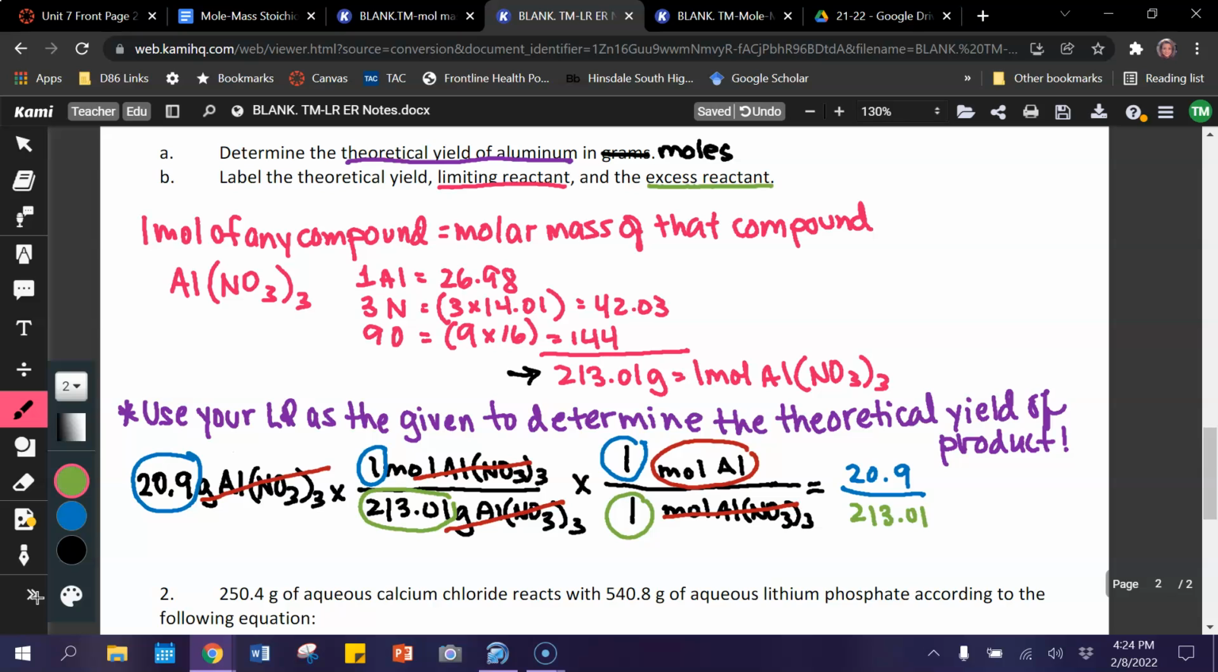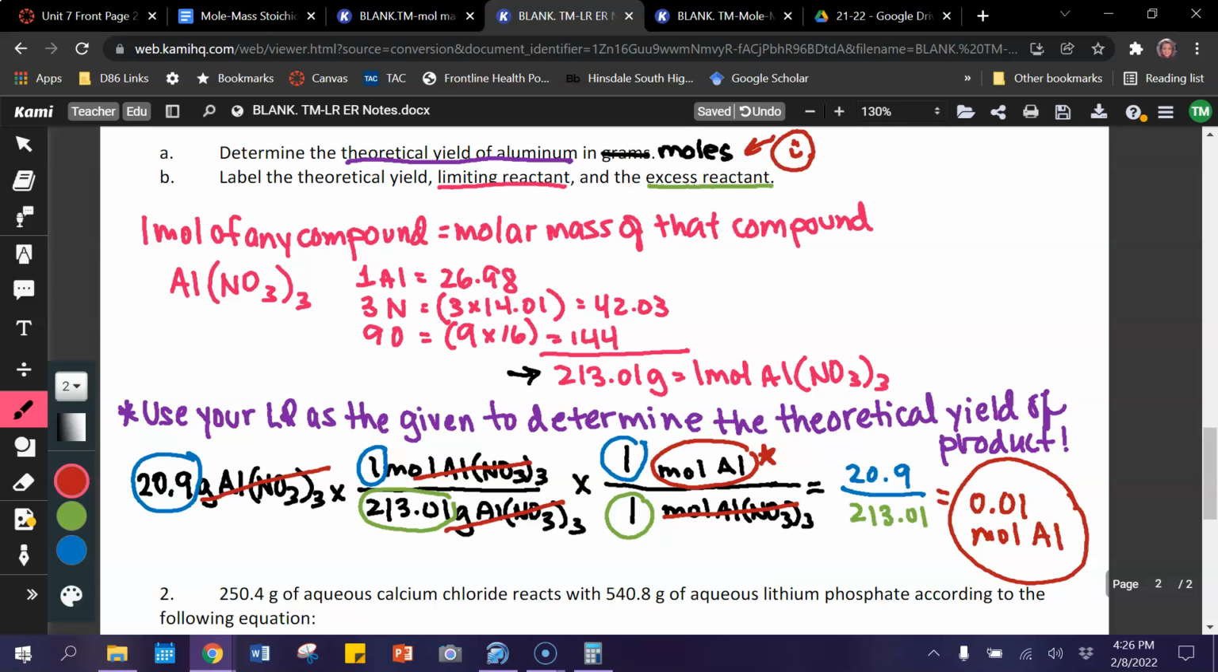Now, in your calculator, you should punch in 20.9 divided by 213.01. And once I do that operation, I get 0.01. I rounded that. 0.01. And then I'm going to copy down my units that are left. Moles of aluminum. And that is my answer to letter A.